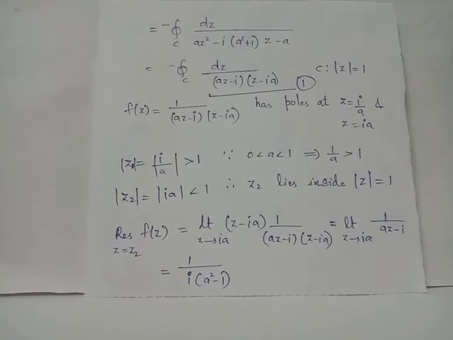We have the limit as z tends to ia of (z minus ia) into f(z), obtained as the limit as z tends to ia applied on 1 by (az minus i). By direct application of limits, we have the residue of f(z) at z equals ia obtained as 1 by i times 1 by (a² minus 1).